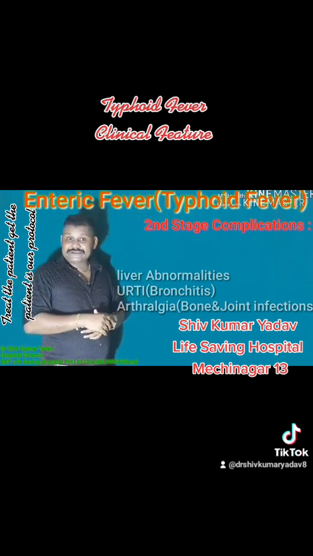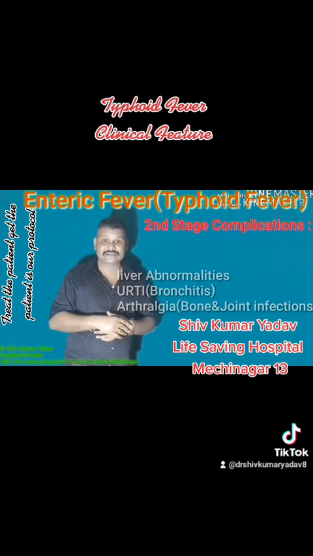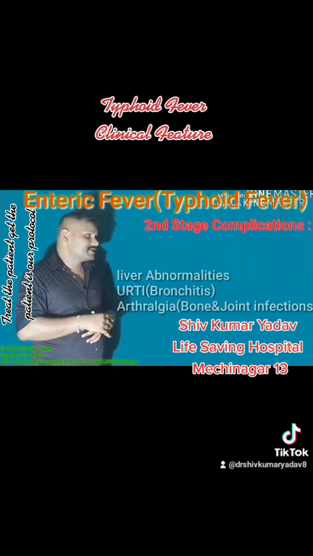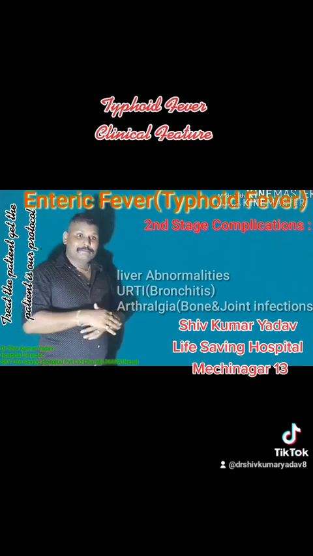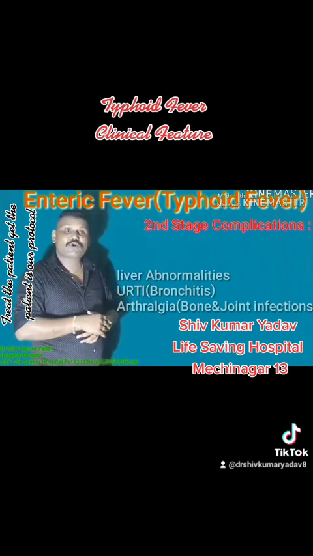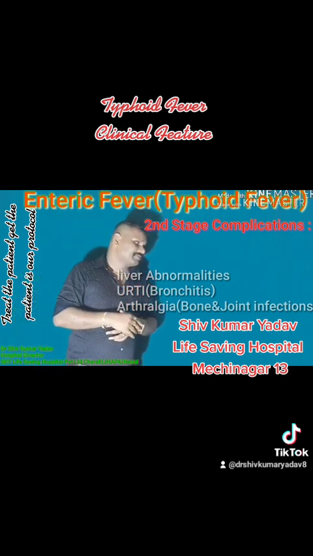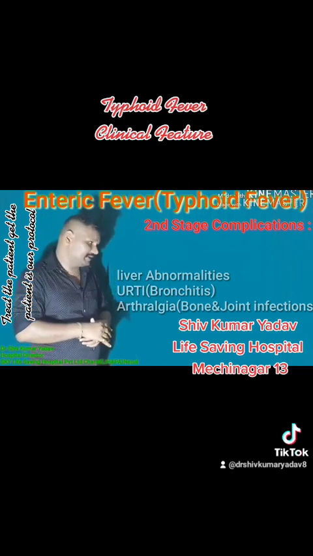Liver abnormalities. Upper respiratory tract infection in case of second stage complication, we might see bronchitis and arthralgia, joint pain, bone and joint pain.